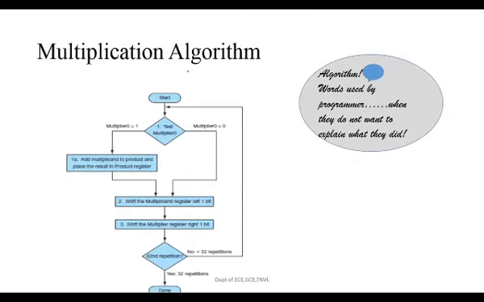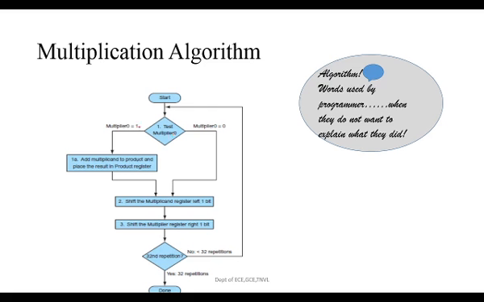So this is a multiplication algorithm. Algorithm is nothing but the words used by programmers when they do not want to explain what they did. If you go through the algorithm, it clearly explains what the operation does or what the process does. Coming to the point, we have to start the operation, then we have to test the multiplier. This is our first step.